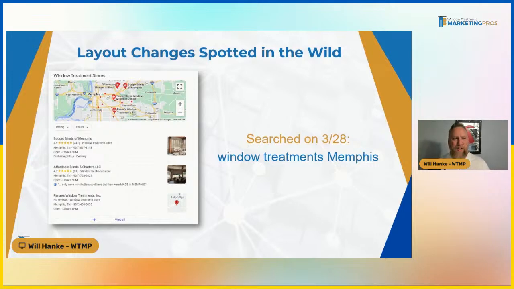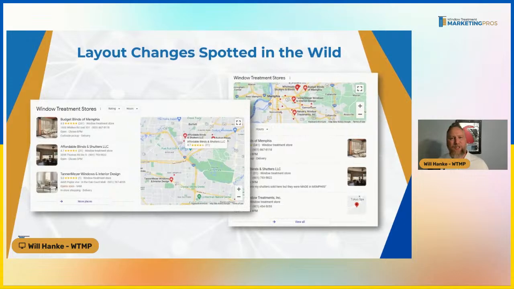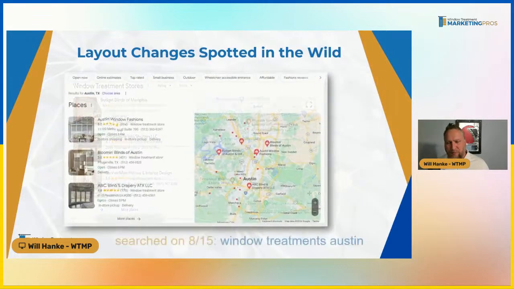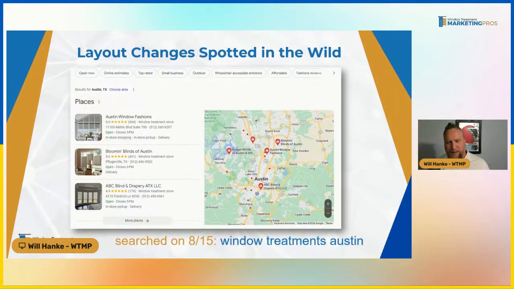But interesting to see the difference between the two searches and how Google's always kind of playing with their system to see which one works better. Obviously, I like this one better. I think this one looks great. And this is something that we just did a search for recently for Austin.